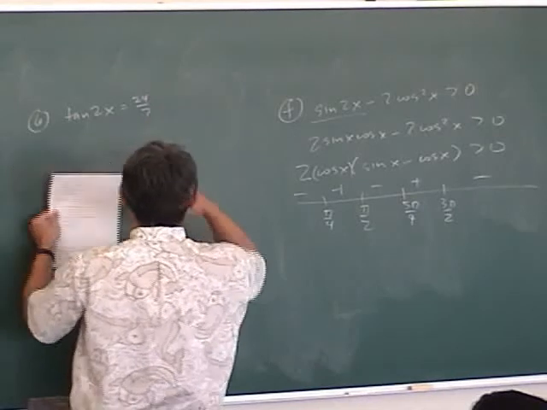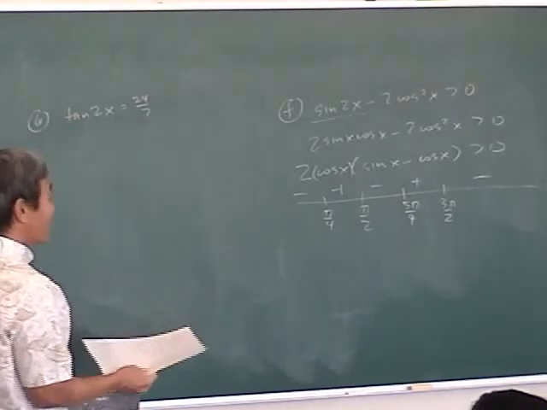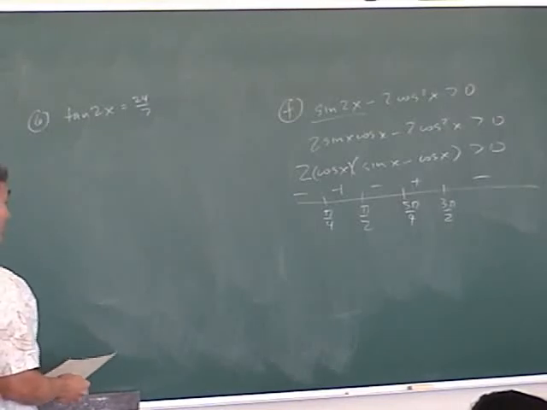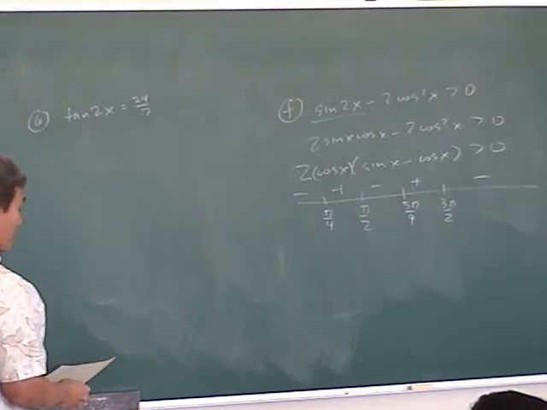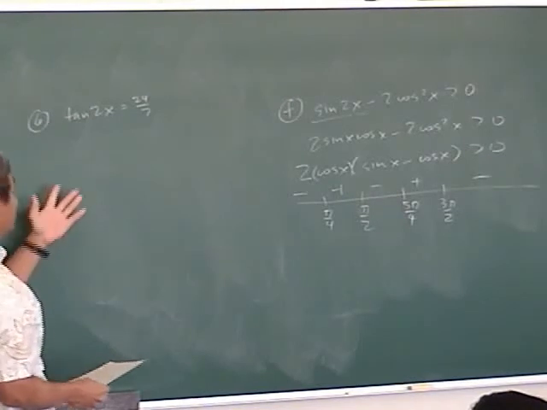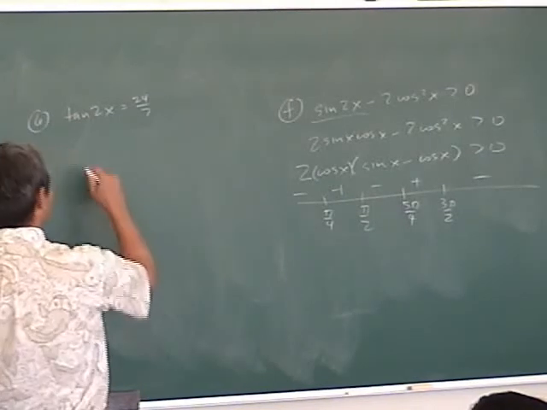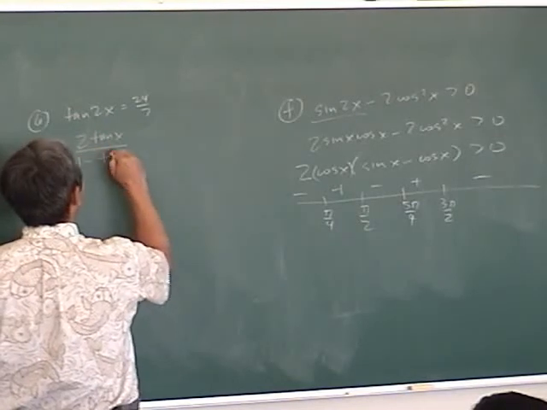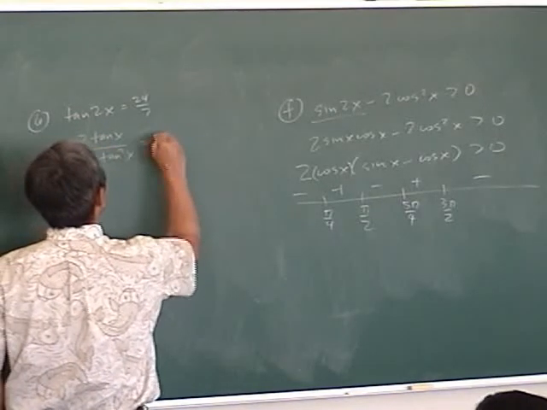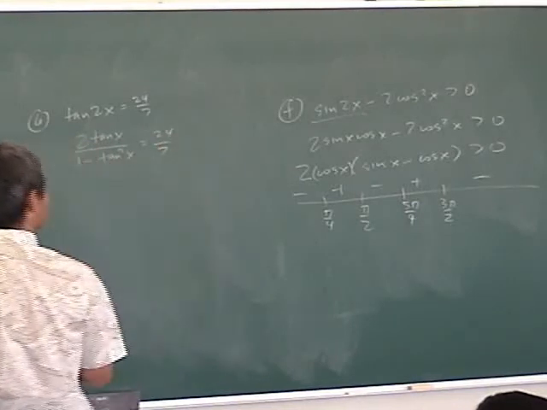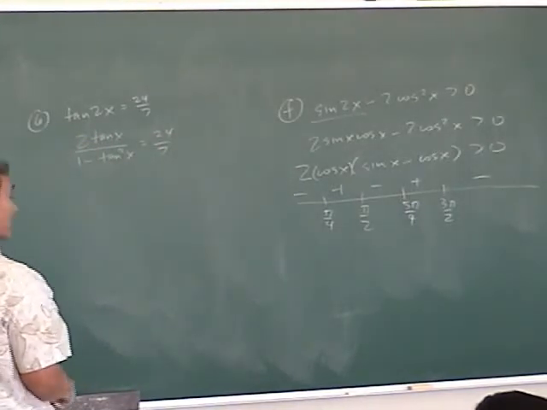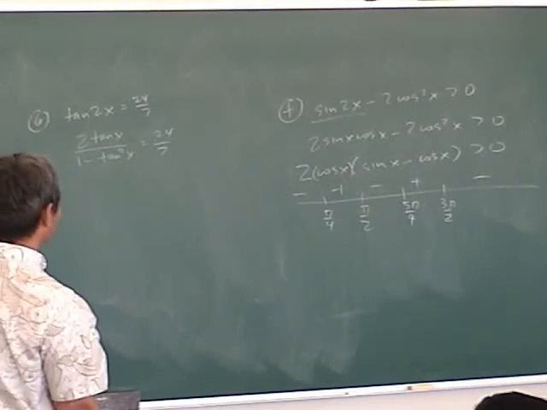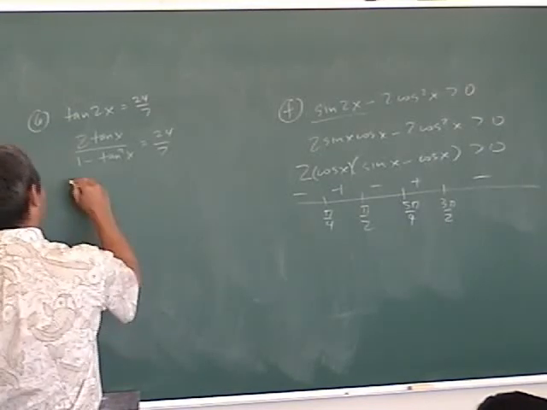X is acute, that means first quadrant. Now, there's only one thing you can do here. Is 24/7 a number I'm supposed to know for tangent? No, it's not. So you just use the identity. What's the identity for tangent 2x? 2 tan x all over 1 minus tangent squared x equals 24/7. What? You gotta do something. What do you want to do? Cross multiply.